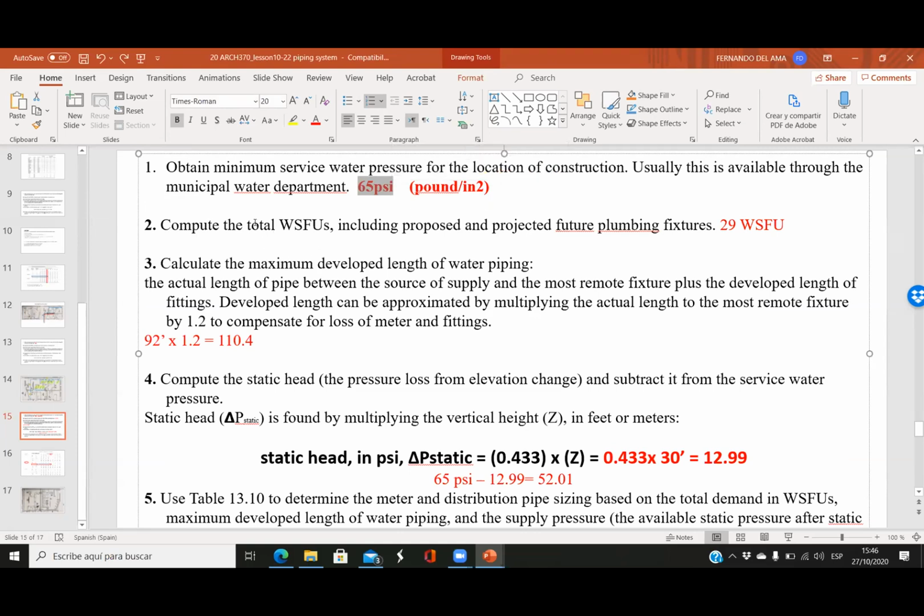Then we have to compute the total WSFUs. So our total was, you remember, 33, because we had 3 toilets, 2 urinals, 4 sinks. So the total water supply fixture units is 33.